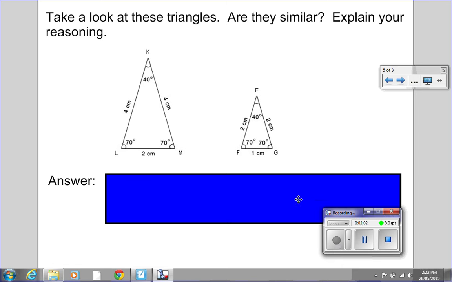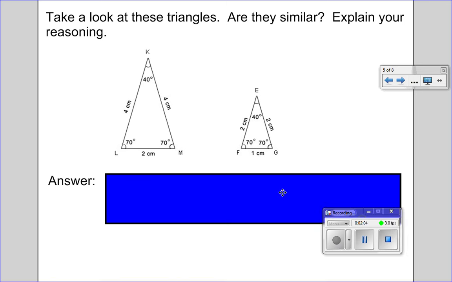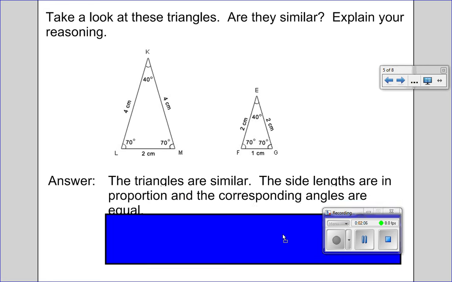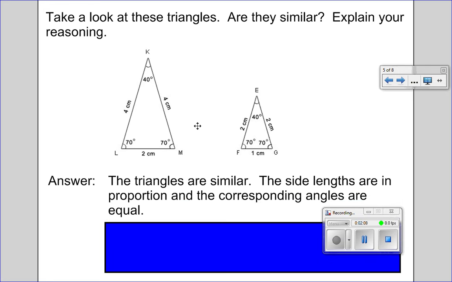All right. If you said that these triangles were similar, you are correct. The side lengths are in proportion to each other. Again, the side lengths on the large triangle are 2 times the side lengths on the smaller triangle, and the corresponding angles are all equal.